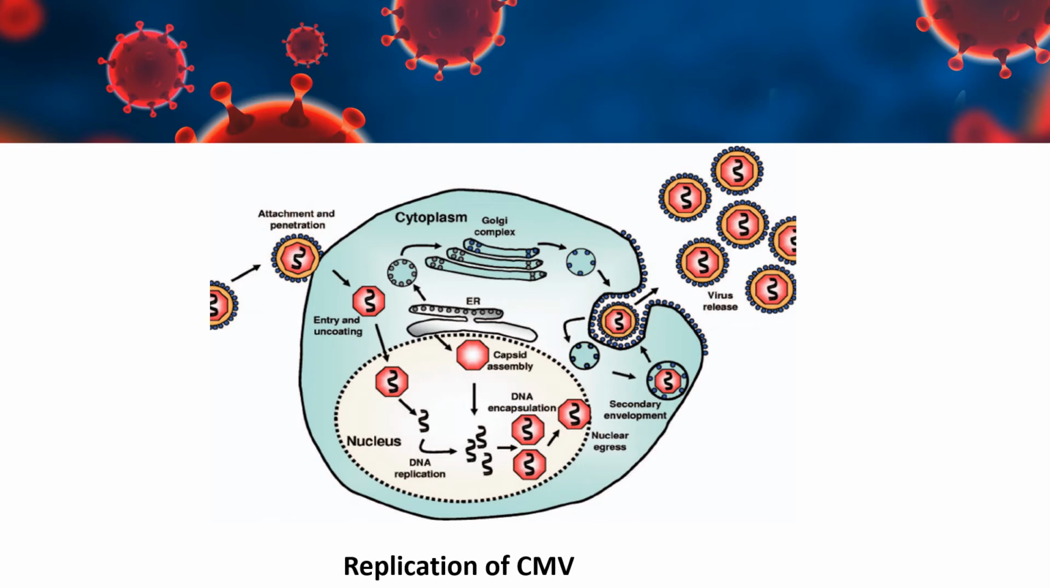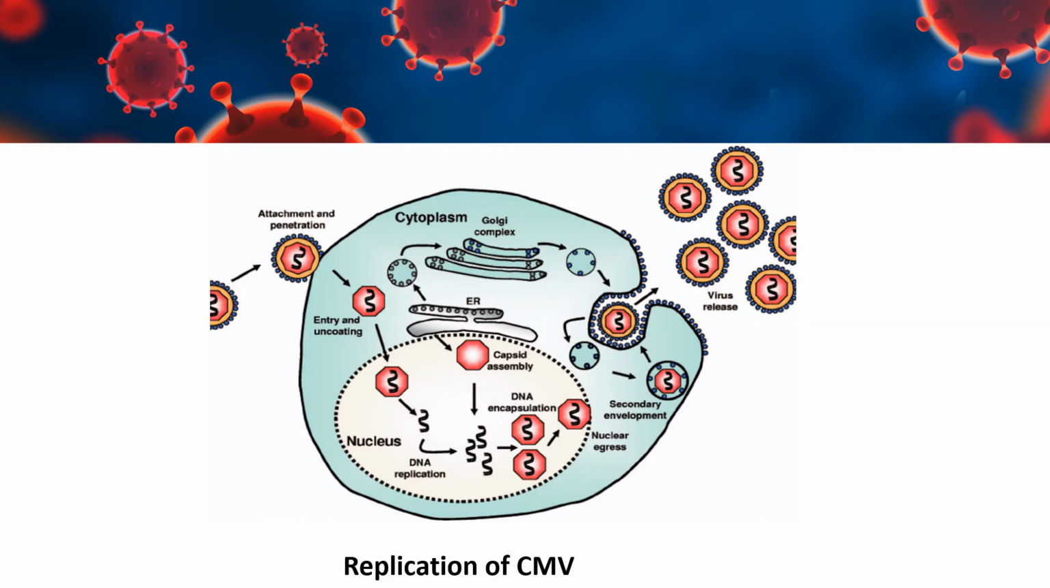So this is the picture which shows the replication of cytomegalovirus. On the left side, you can see the attachment and penetration of the virus. Here you can clearly see the attachment of the CMV virus with the host cell. Only the nucleocapsid along with the double-stranded DNA enters the host cell. After entering, the nucleocapsid moves to the nucleus through the nuclear pore. Once it enters the nucleus, the double-stranded DNA is released.